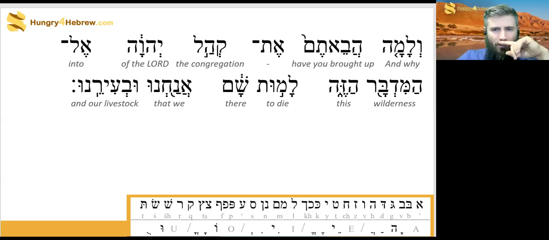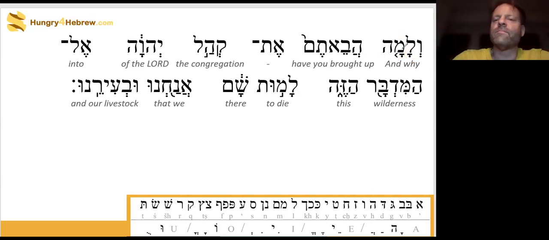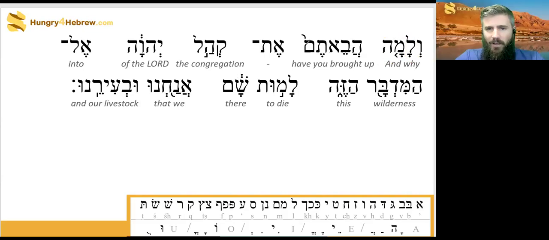And lama looks like lamed added to the word ma. For what? Kind of like what happens in Spanish. Por qué? For what? That's our why question. Havetem has a hey, the hifil hey, at the front and a tem katal suffix. What's the root?